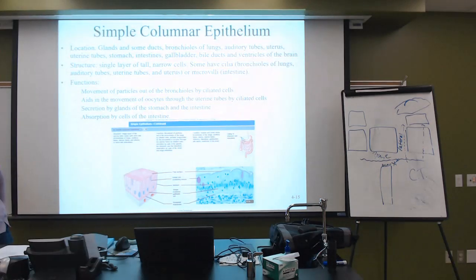Of the brain. Pretty common. The single layer of the tall, narrow cells. Some have cilia, for example, a bronchiole of the lung.